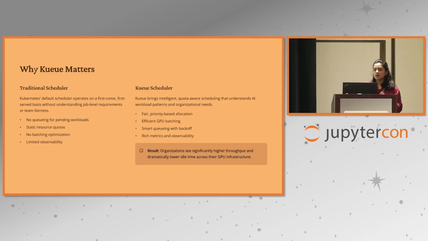To make it better, we are using Kueue scheduler, which provides fair and priority-based allocation, as I said. It's definitely very efficient GPU batching, and it definitely helps with smart queuing and rich metrics.